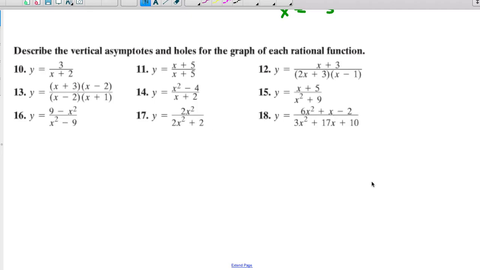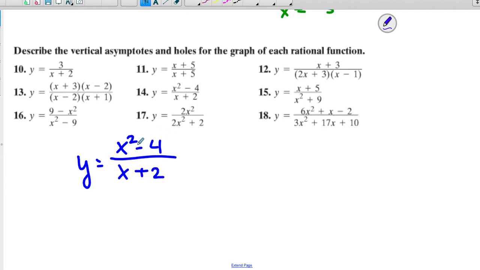All right, so let's take a look at, jeepers, I don't know. Let's do, oh no, 14 or 17. Let's go ahead and go with 14. Okay, so 14 we have y equals x squared minus 4 all over x plus 2.